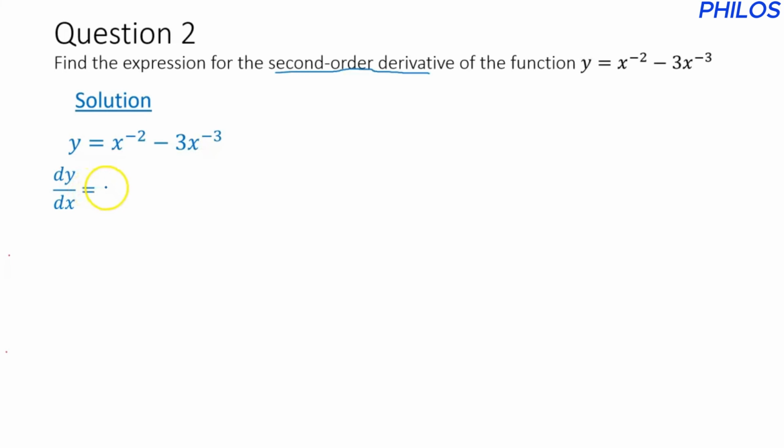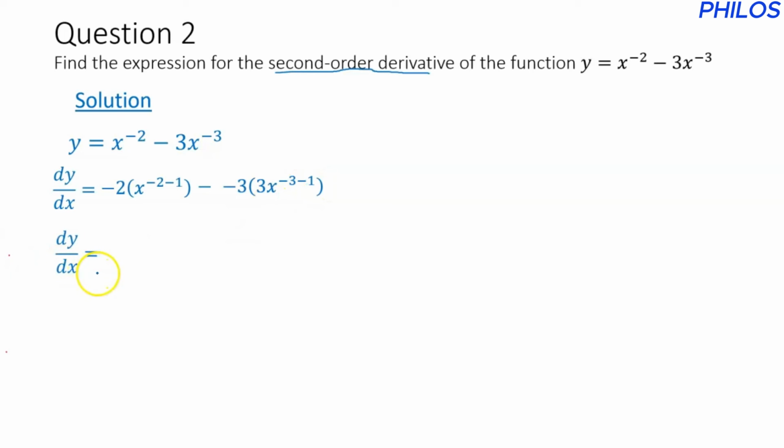Okay, so to do that, we differentiate y with respect to x. Now to differentiate y with respect to x, first we multiply this negative 2, which is the exponent, by the whole thing, and then subtract 1 from the exponent. So that will make it negative 2 multiplying x exponent negative 2 minus 1. Then minus, we also do the same thing here. We multiply this exponent of negative 3 by the whole thing here, and then subtract 1 from the exponent. So that will make it minus 3 multiplying 3x exponent negative 3 minus 1.